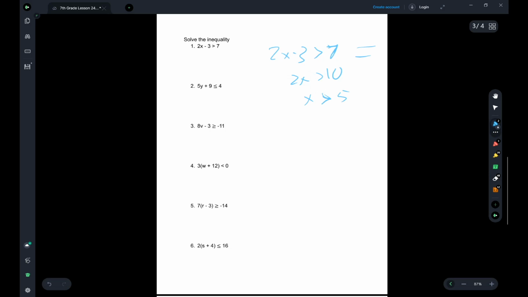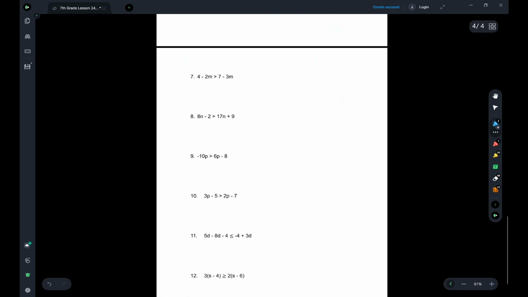Now in this case, you don't change the symbol because you don't multiply or divide by a negative here. So you just leave it at that. So this would be x is greater than 5. That's your answer. Okay, so let's go to the next page. So let's try number 7.